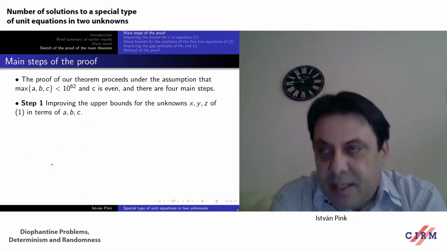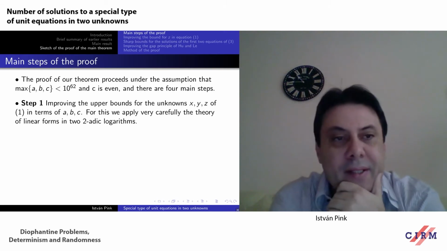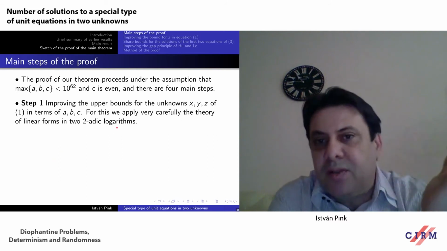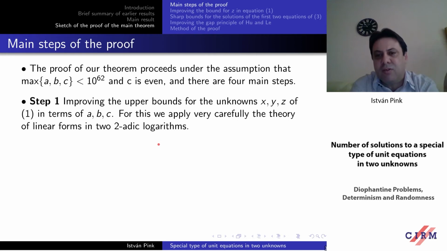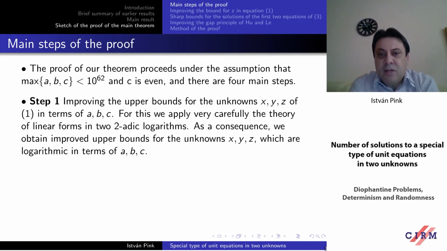in terms of A, B, C. And we did this by applying very carefully the theory of linear forms in two adic logarithms. In fact, we used the sharp result of Bugeaud, and we could use this result because, as I said, C is even, so we can suppose this. We worked very carefully, and as a consequence, we obtained improved upper bounds for the unknowns x, y, z, which are logarithmic in terms of A, B, C. I will come back to this point later.